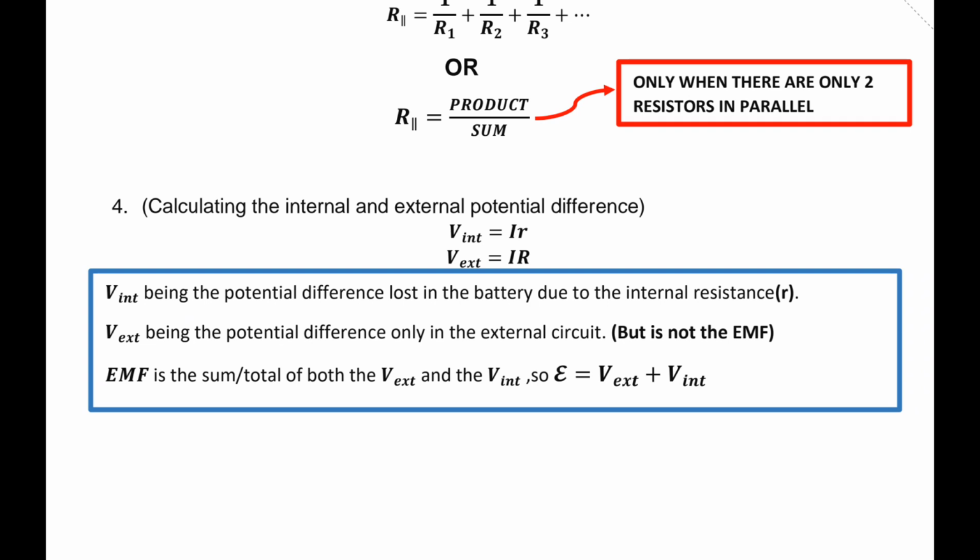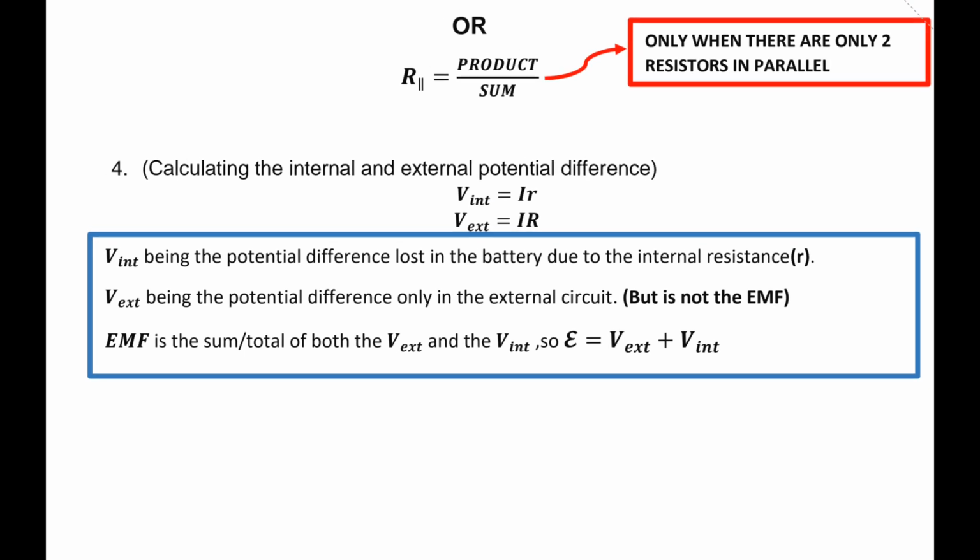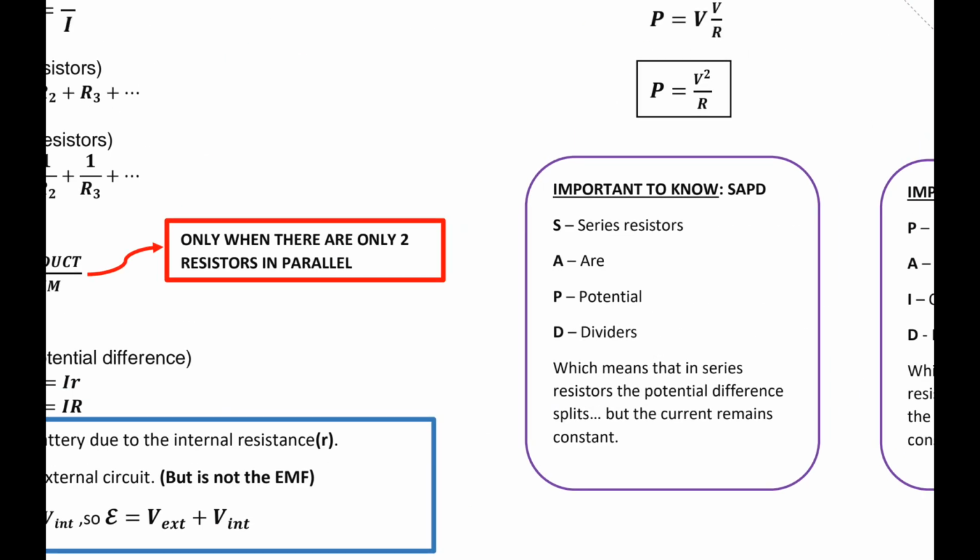Look, V internal is the potential difference lost in the battery due to the internal resistance r, and V external is the potential difference only in the external circuit, but it's not the EMF. This is the difference. The EMF is the sum of both V external and V internal. So E equals V external plus V internal. This is the formula when you have to calculate the EMF of the circuit.